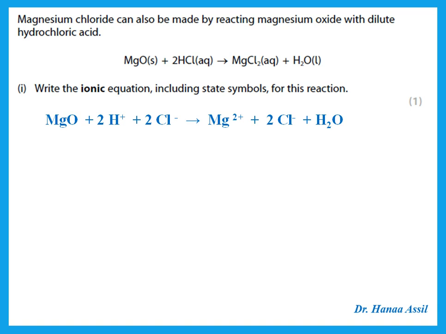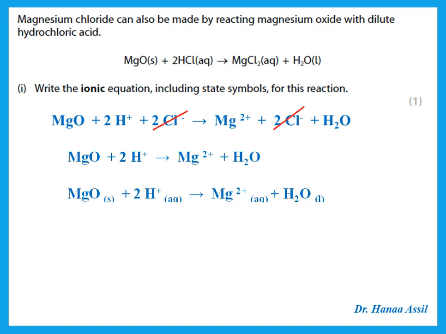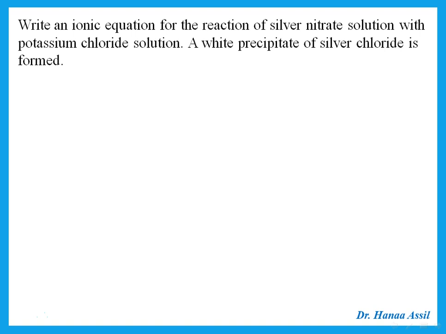Of course, we said the number of positives or number of negatives is the same as the valency. Magnesium valency 2 will have 2 plus. Cl valency 1 will have 1 minus, but we have 2 of it. Plus the water, which is a liquid, so we don't do anything to it. Cancel whatever is the same on both sides of the arrow and write the net ionic equation. He wants the state symbols. Magnesium oxide is a solid, H plus is aqueous, Mg2 plus is aqueous, and water is a liquid.